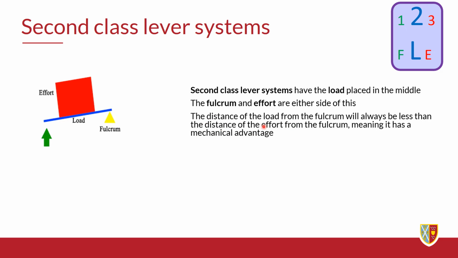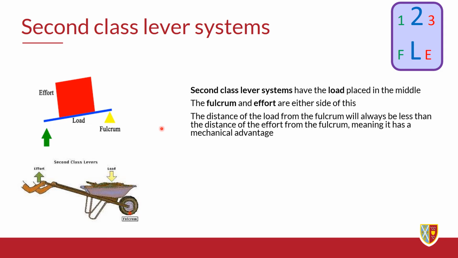The distance of the load from the fulcrum will always be less than the distance of the effort from the fulcrum, meaning it has a mechanical advantage. Because the load's in the middle, and the fulcrum's always going to be on one side, the effort always has to be further away from the load to make it in the middle. Therefore it has mechanical advantage because it takes less effort to lift it, because the effort arm is longer than the load arm, and you can see that in this diagram. So quickly draw that one down.